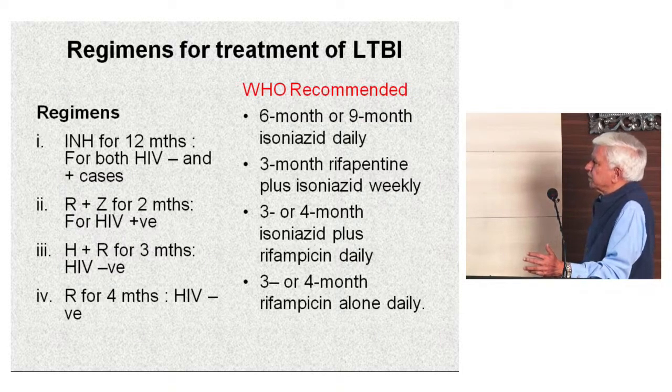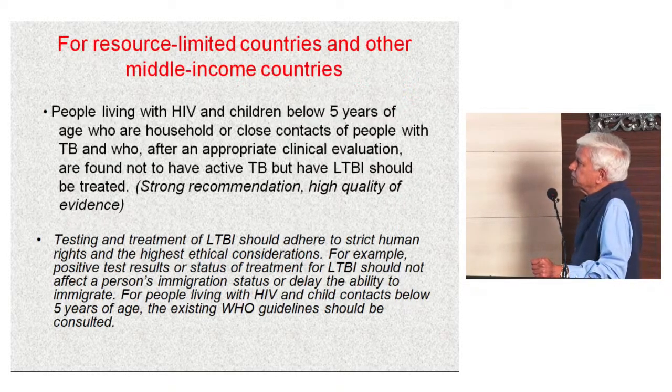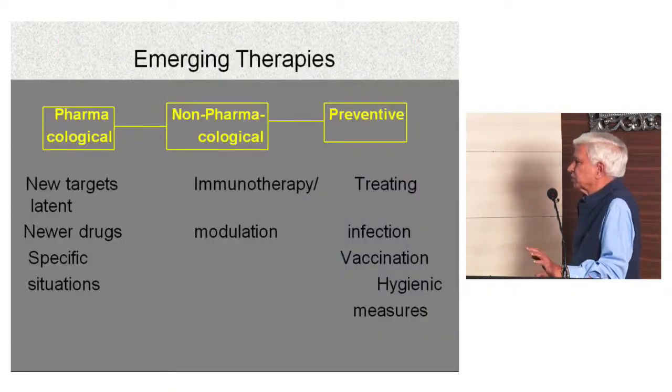The WHO recommends 6 months or 9 months of isoniazid daily. Earlier it was 12 months. Now they say perhaps 6 to 9 months. Or 3-month rifapentine plus isoniazid weekly. Or 3 or 4 months of isoniazid plus rifamycin daily. So I think multiple schedules are available, but we don't have any firm recommendation.